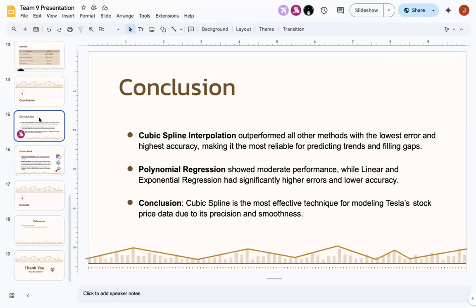To conclude everything, just like Alaa said, the cubic spline interpolation algorithm was the best algorithm used. It outperformed all the other methods with the lowest error and highest accuracy. Coming after that was the polynomial regression, with less accuracy than the cubic spline, but better performance than all the other algorithms.